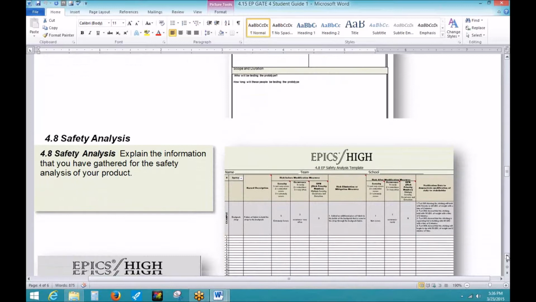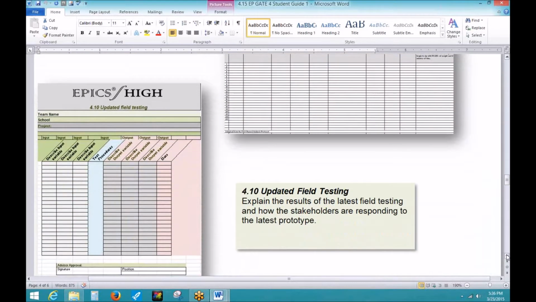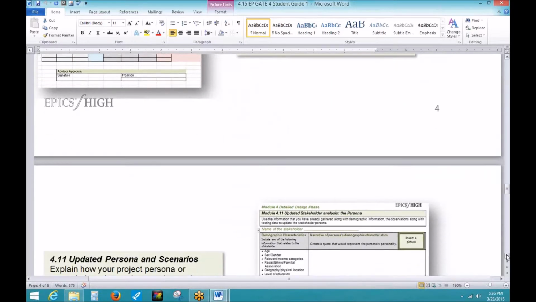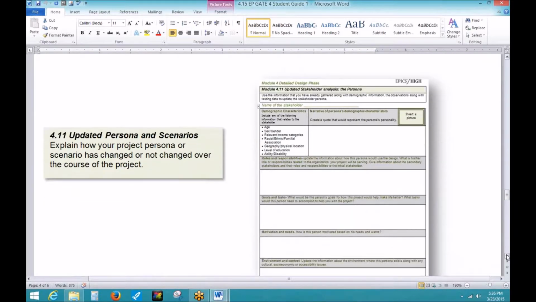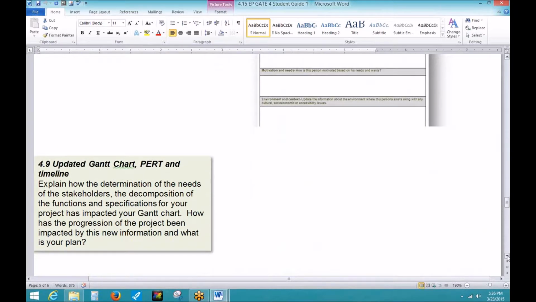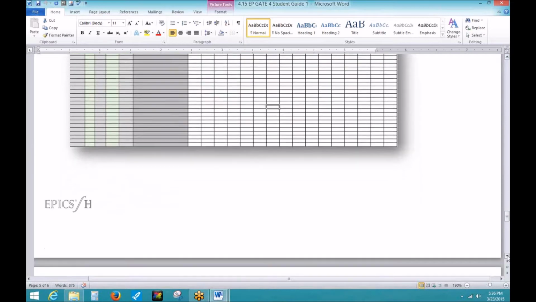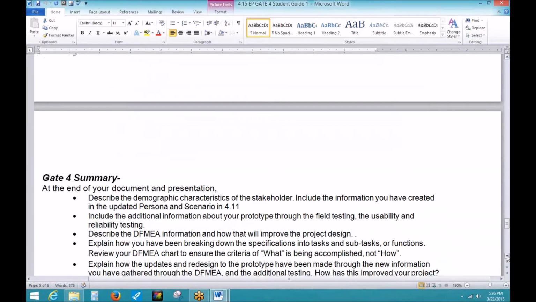You've got your safety analysis and your field testing. So it's final things. Updating the personas and scenarios, I don't know that I would take my time to do it, because I think you've already done it, and I think it's kind of done. By this time, you basically know who your people and your stakeholders are. So I don't know that that would be important. And the Gantt chart should be pretty stable by now, unless you have some huge problem.